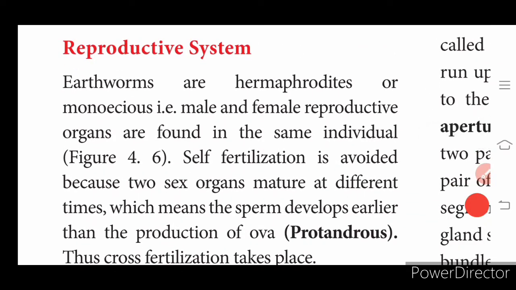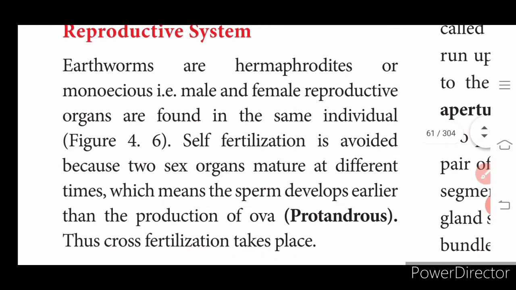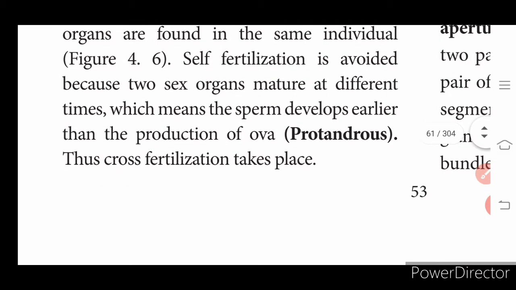Coming to the reproductive system of earthworm, earthworms are hermaphrodites. Another term is monoecious. Mono is single body; both the sex organs are present, so they are called monoecious or hermaphrodite. Self-fertilization is avoided. What is self-fertilization? The male and female gametes from the same body will not mix to form the young one. That is what is meant by self-fertilization being avoided.